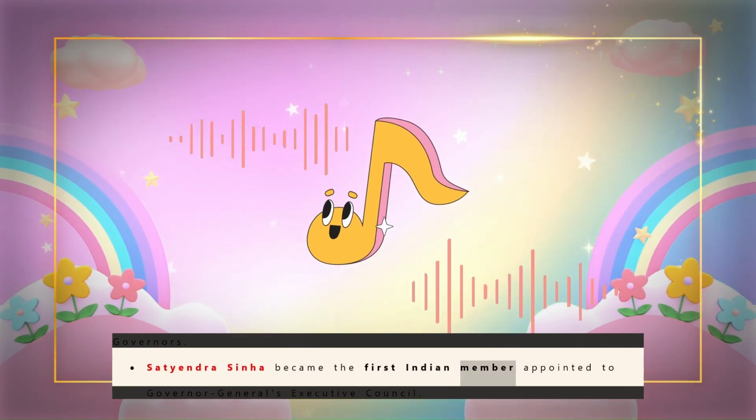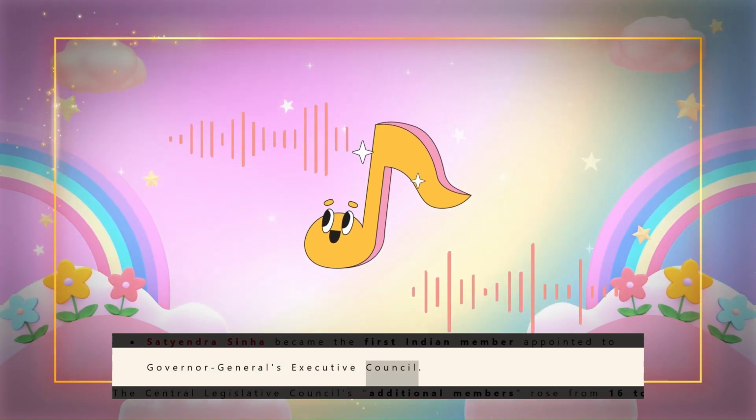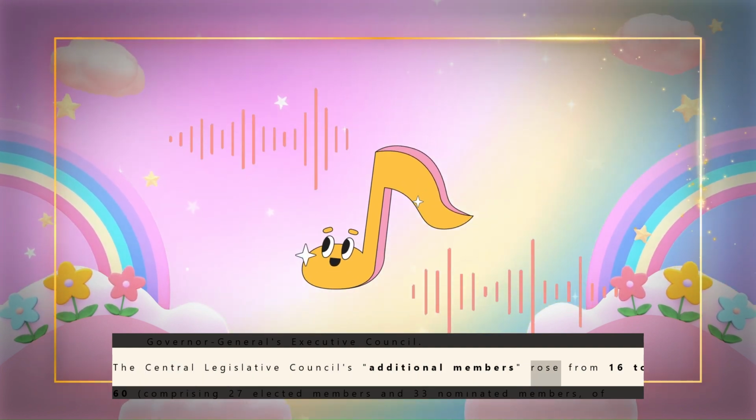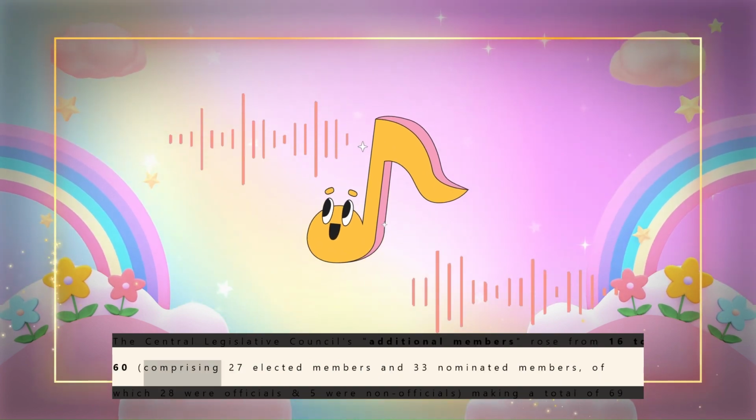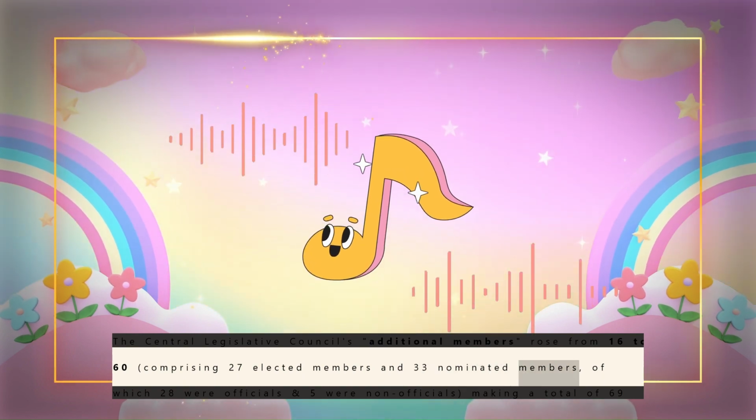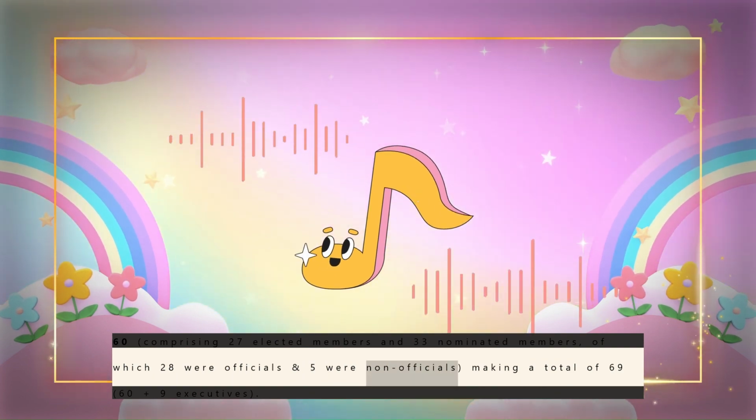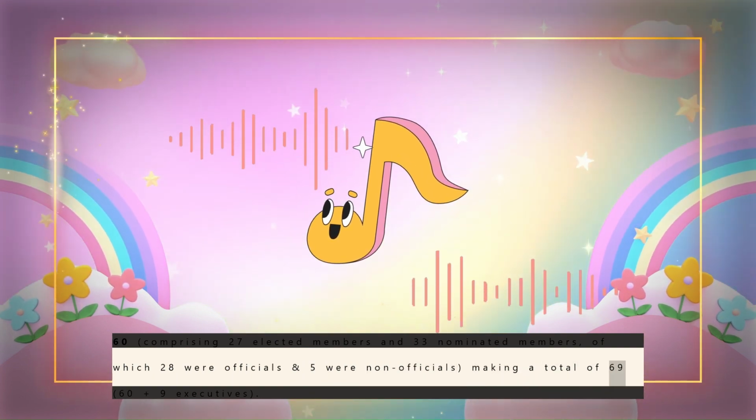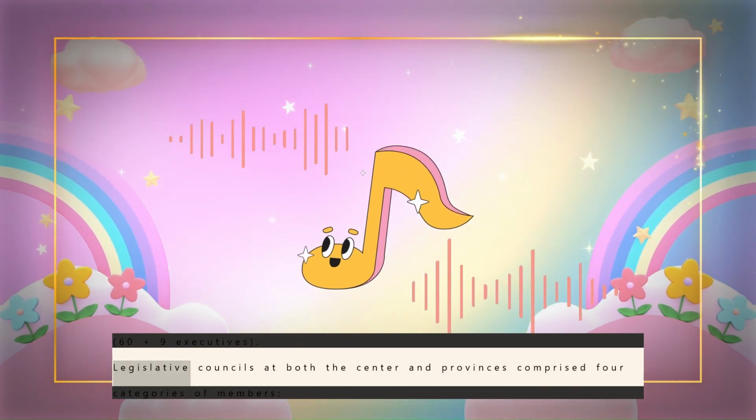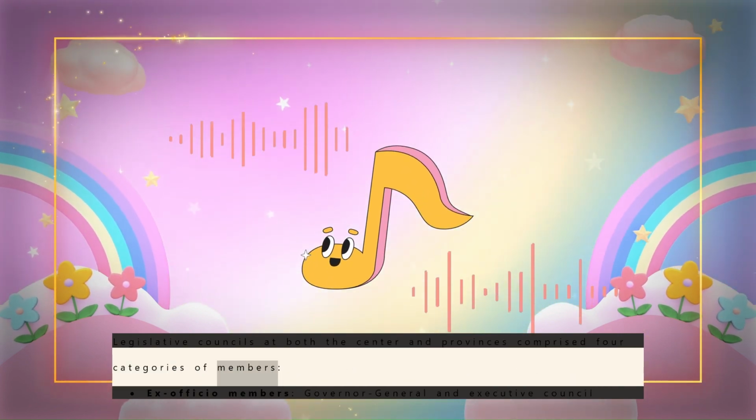Association of Indians with the executive councils of the Viceroy or Governors. Satyendra Sinha became the first Indian member appointed to the Governor-General's Executive Council. The Central Legislative Council's additional members rose from 16 to 60, comprising 27 elected members and 33 nominated members, of which 28 were officials and 5 were non-officials, making a total of 69, that is 60 plus 9 executives.